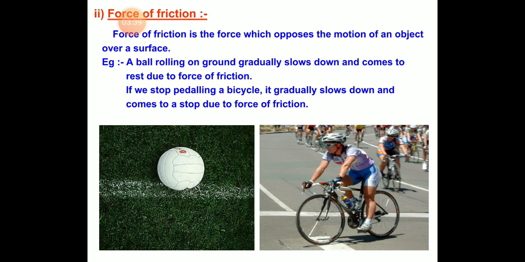Force of friction is the force which always opposes the motion of an object over a surface. A ball is rolling, but after some time it will slow down and come to rest because of force of friction, because force of friction is acting on the ball in the opposite direction of the motion of the ball. And if we stop pedaling a bicycle, it gradually slows down and comes to rest because force of friction is always applicable on the moving object in the opposite direction of its motion.